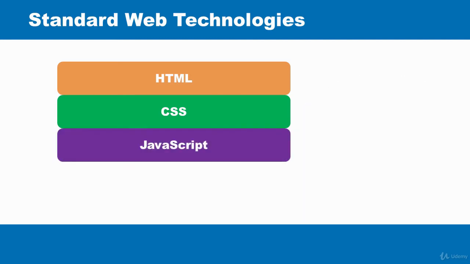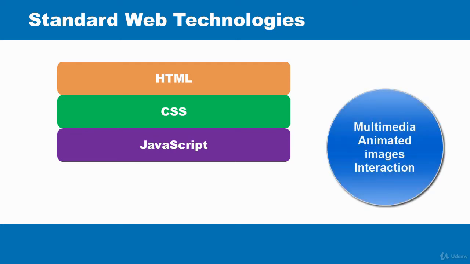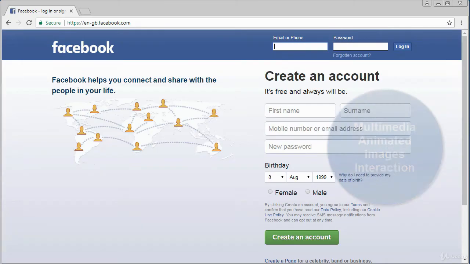The third layer is JavaScript, which is a scripting programming language that enables you to control things like multimedia, animating images, and any interaction on the web page.